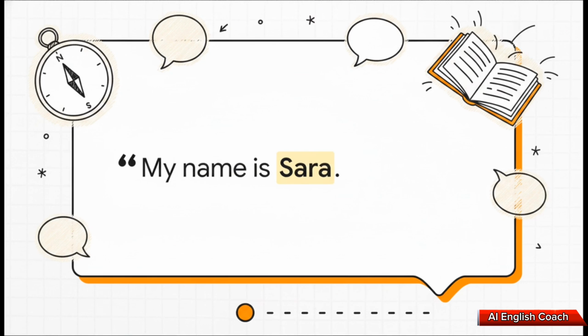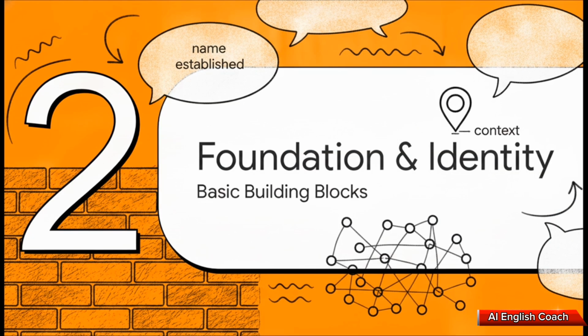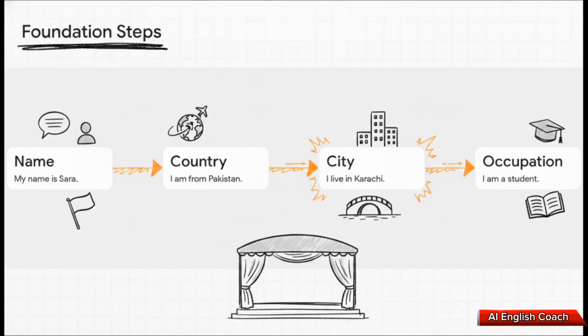rest of your story. Moving on to Section 2, the foundation, identity and location, or the basic building blocks. Let's see how she builds that foundational identity. Notice this step-by-step sequence. It proves the incredibly methodical structure she uses to really ground the listener in her reality before she adds any personal flavor. She progresses perfectly from name to country to city to occupation.